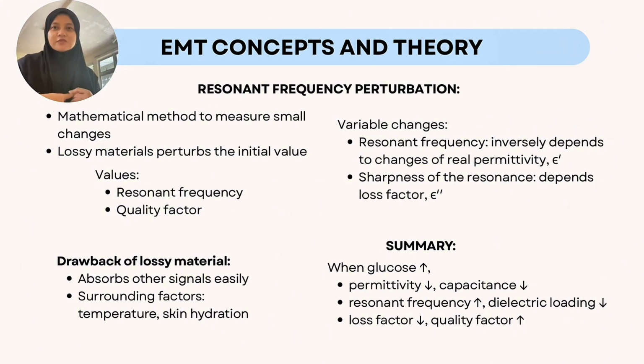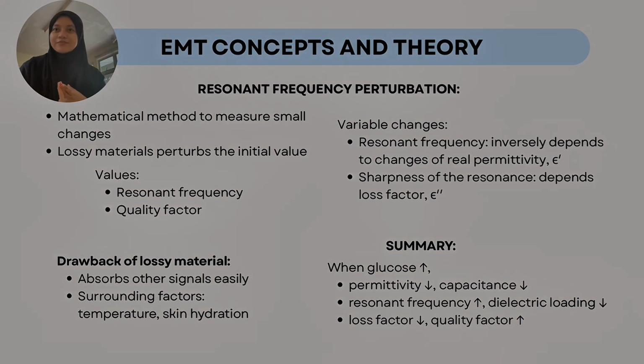A solution to the problem has been discovered by using a resonator with high sensitivity to track accurate frequency and also to filter out the noises from the original glucose properties. To summarize, when glucose is increasing, permittivity and also capacitance will be lessened. The resonant frequency increases while dielectric loading decreases, and lastly, loss factor decreases as well as increasing the quality factor.